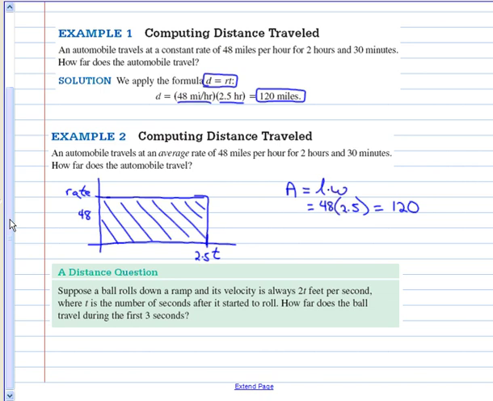So this is the idea that we are going to be working at, finding areas under curves. And in this instance, the area under a rate versus time curve would give us the distance traveled.